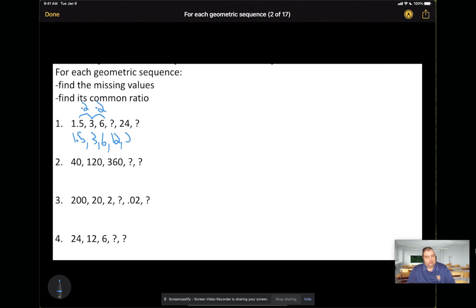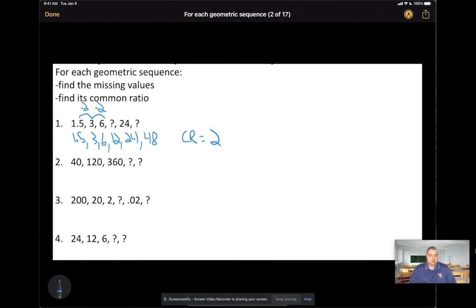and 12 times 2, which is 24, and 24 times 2, which is 48. So I found the missing values, and my common ratio, which I'm going to abbreviate CR, the common ratio is clearly 2 in this case, since the pattern is to double.